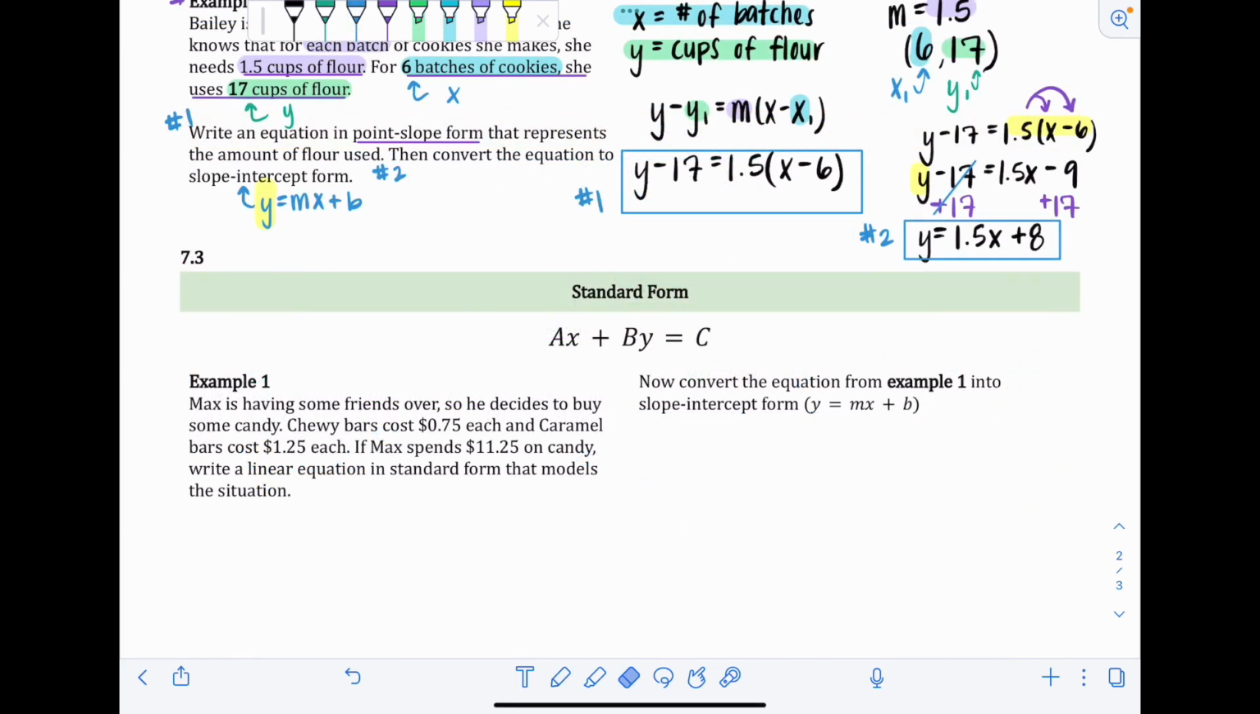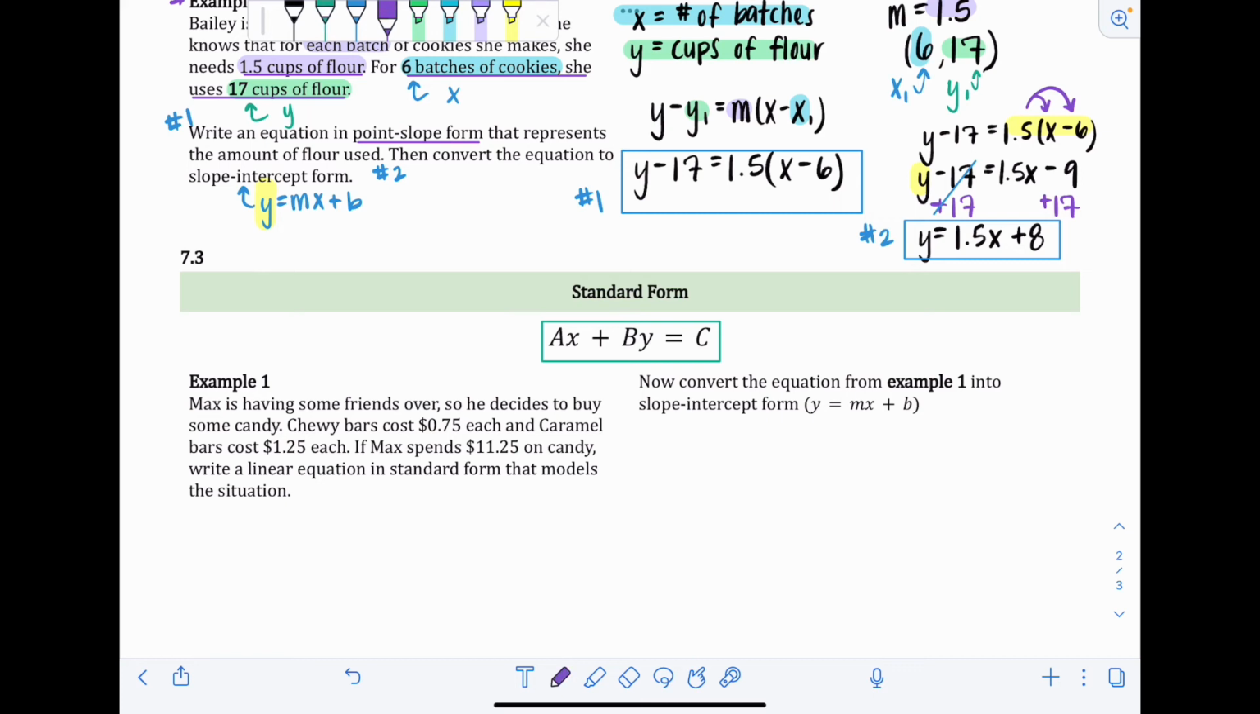The final form is standard form, which is in 7.3, and the formula for standard form is ax plus by equals c. And in point slope form and in slope intercept form, they had variables that represented something specific, like how m was for slope. Standard form doesn't really have that, it just kind of varies by the problem.